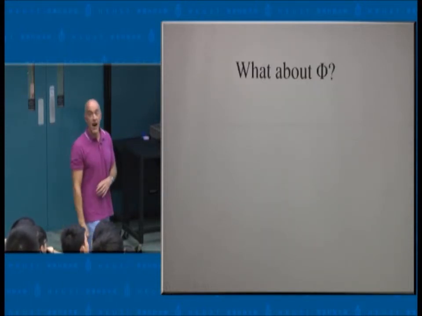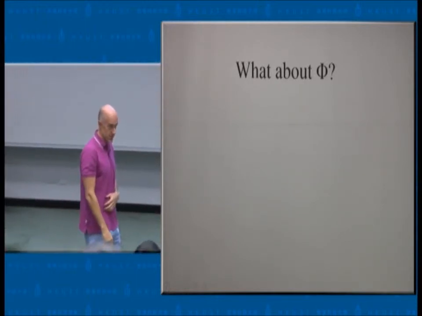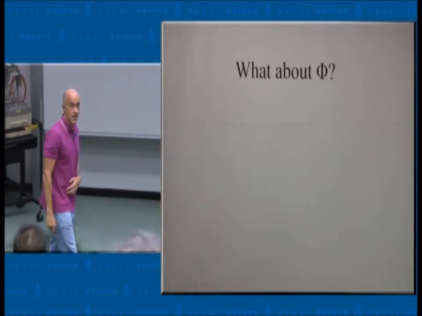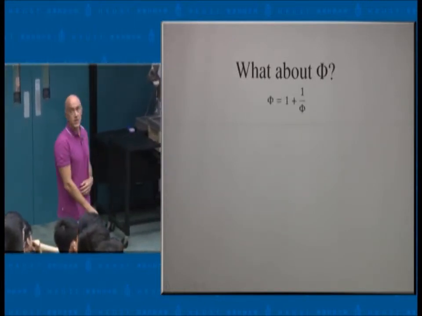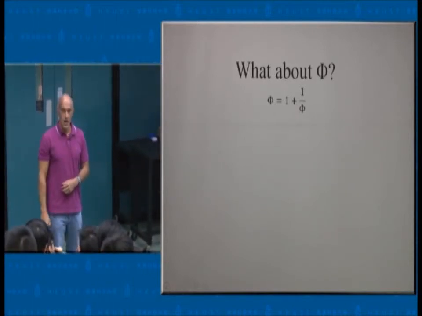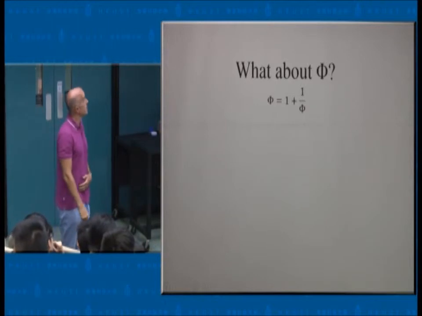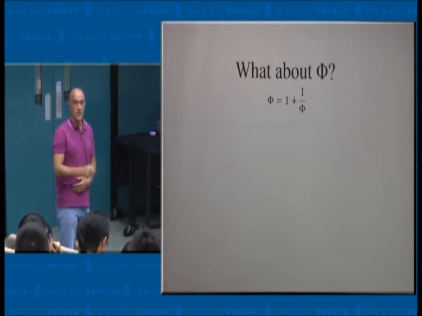So what about phi? This is where phi becomes a very interesting number. The golden ratio. How does phi work? Well, I can show you how to construct the continued fraction expansion of phi, because we know phi equals 1 plus 1 over phi.